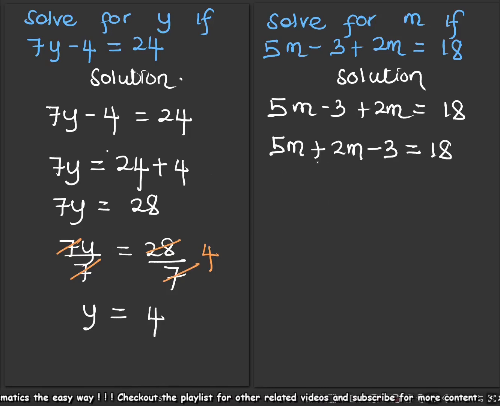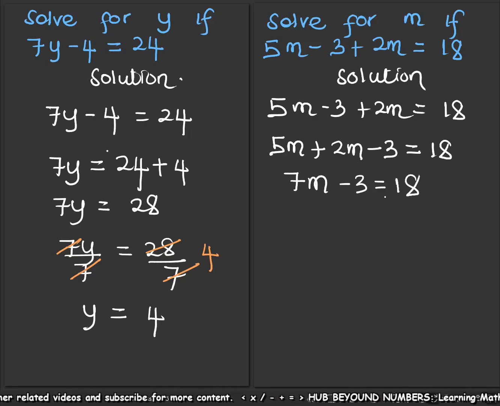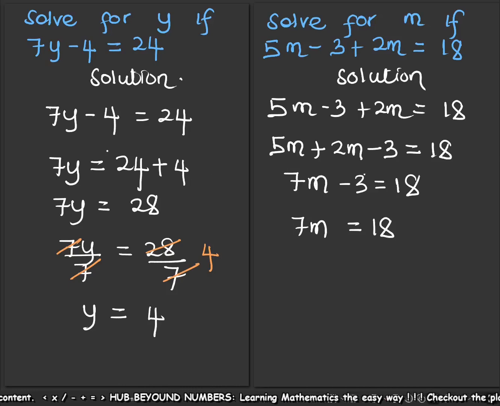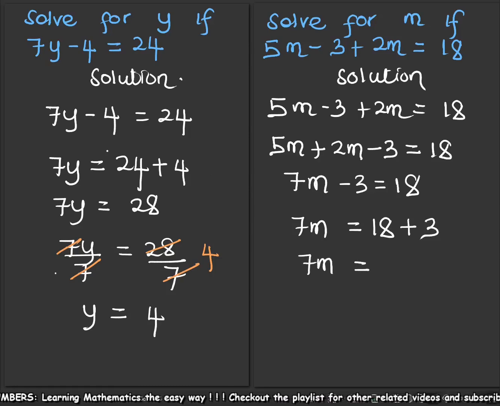And 5m plus 2m, all we do is we add the coefficient. 5 plus 2 gives us a 7. So we have 7m minus 3 is equal to what? 18. Now we want to make this here our subject. So we have 7m is equal to 18. Then the negative 3 moves to the other side to give us a positive 3. Hence we have 7m is equal to 18 plus 3, which gives us 21.